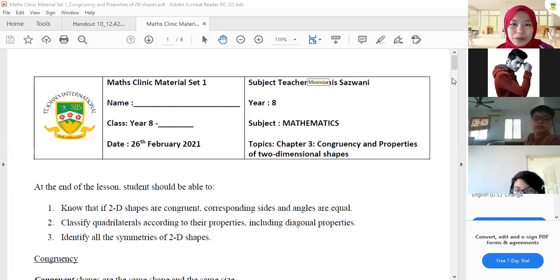There's no Google form. It's the PDF. Attendance, I will take it one more time. No Google form will be given. The material, in PDF, has been attached in the Zoom group chat.